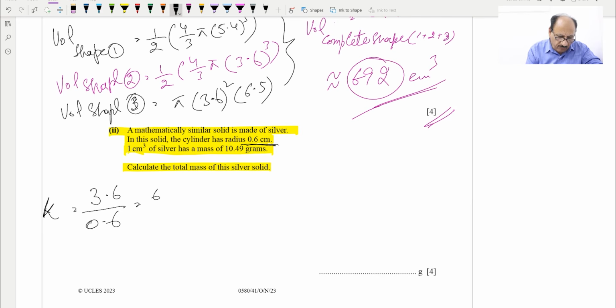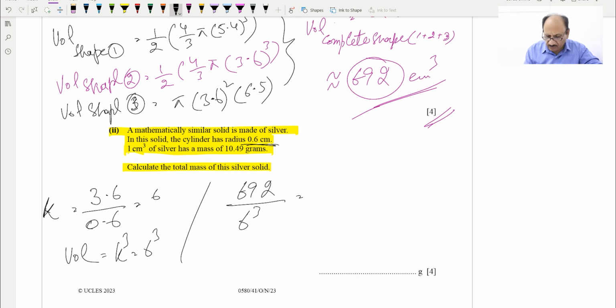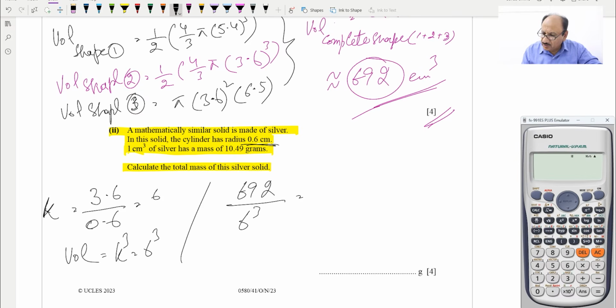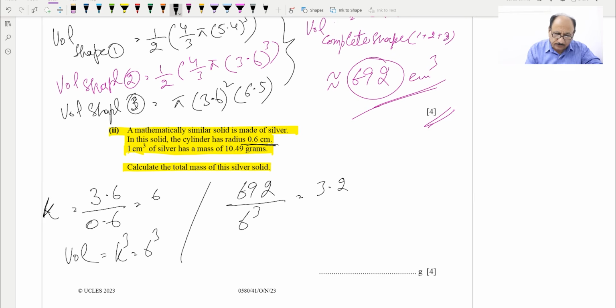And now for the volume ratio, we will be using K cube, so this will be equal to 6 cube. We can write 692, which we found in the previous part, divided by 6 cube, and this will give us the answer. So 692 over 6 cube is equal to 3.2. Now total mass we need to calculate for 1 centimeter cube.